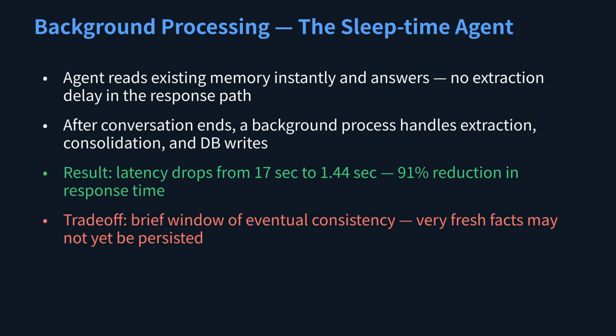The second strategy is background processing, sometimes called a sleep time agent. Here, the agent reads its existing memory instantly and answers you fast. Then, after the conversation is over, a background process wakes up and does the heavy lifting, extracting facts, resolving conflicts, updating the graph. The result? Response times drop from 17 seconds to under 2 seconds. Token costs drop by 90%. The trade-off is that there is a brief window where very fresh information has not yet been written to long-term storage. Engineers call this eventual consistency. Most production systems accept this trade-off.